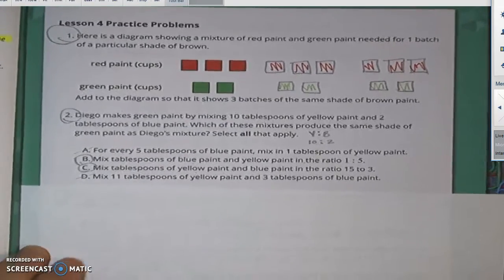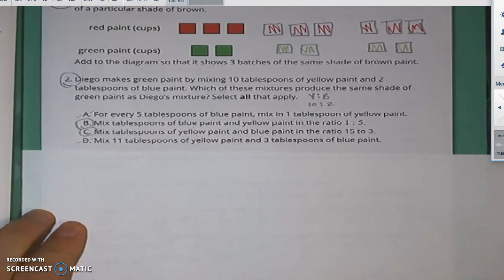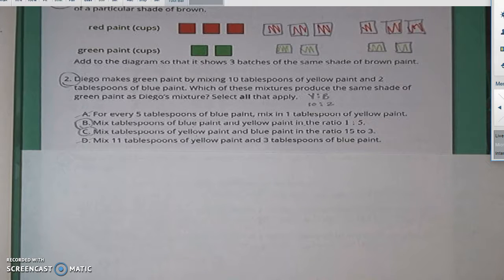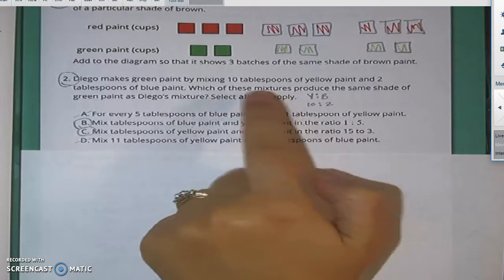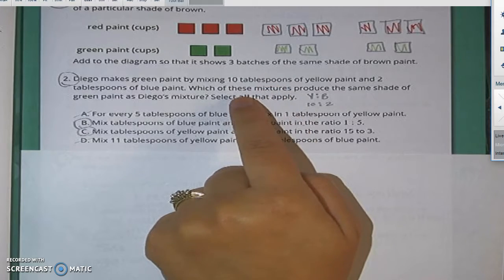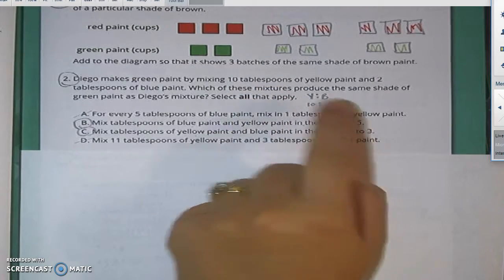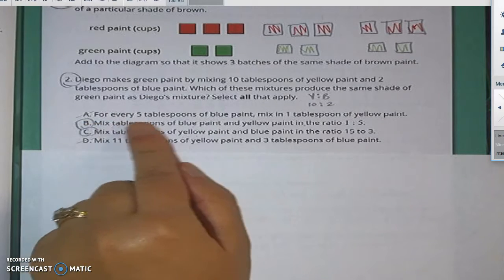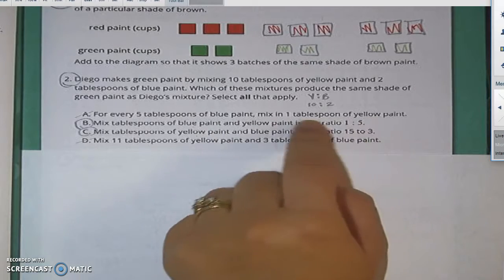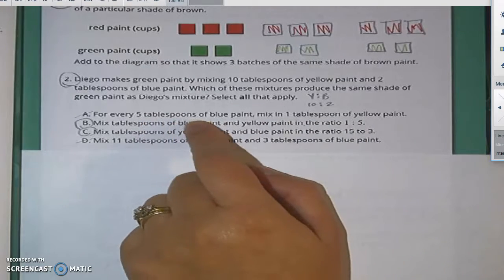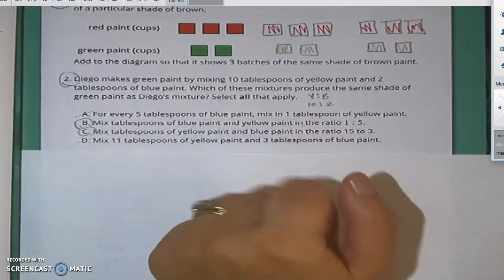So number 2, Diego makes green paint by mixing 10 tablespoons of yellow paint and 2 tablespoons of blue paint. Which of these mixtures produce the same shade of green paint as Diego's mixture? Select all that apply. I like to write out my ratio so I don't have to keep reading it up here. So it gave me yellow to blue was 10 to 2. So my first choice, for every 5 tablespoons of blue paint, mix in 1 tablespoon of yellow paint. This was backwards. We would need 5 tablespoons of yellow and 1 tablespoon of blue.